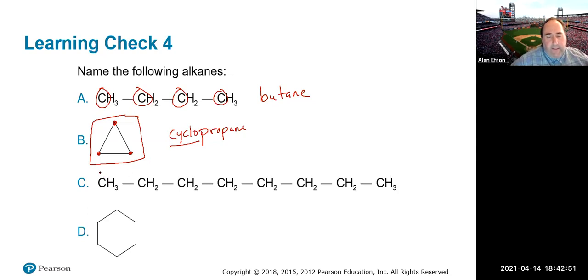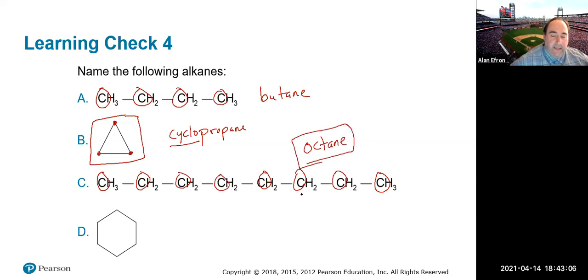Coming down here in our condensed formula, 1 carbon, 2 carbons, 3 carbons, 4 carbons, 5 carbons, 6, 7, and 8 carbons all in a row. 8 is octa, which becomes octane in terms of this guy's name.